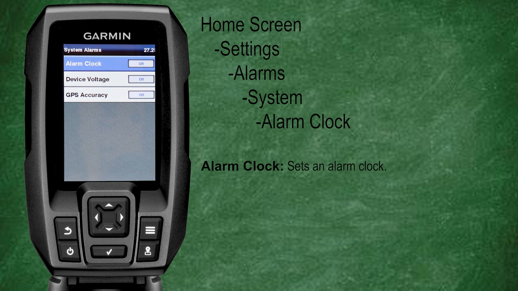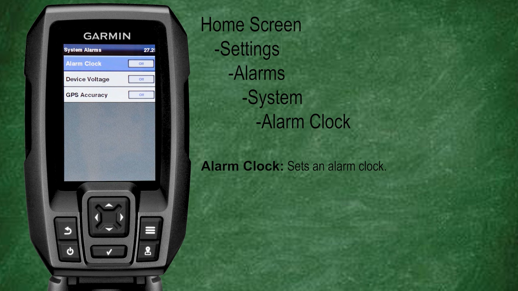Let's head back to our track options menu and scroll down and select track color. As you can see, we have a large assortment of colors to choose from: black, dark red, dark green, dark yellow, dark blue, dark magenta, dark cyan, light gray, red, green, yellow, blue, magenta, cyan, and white.